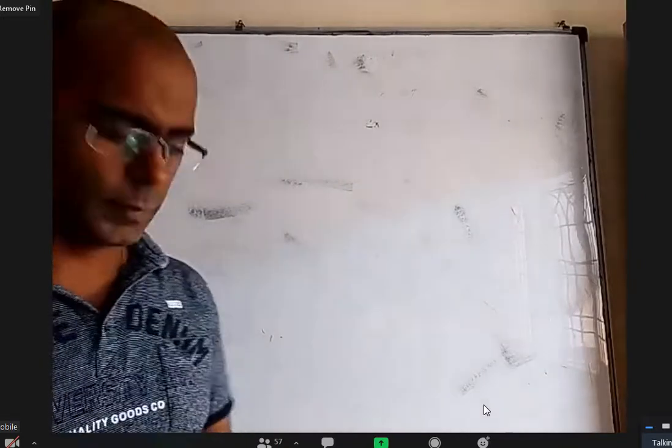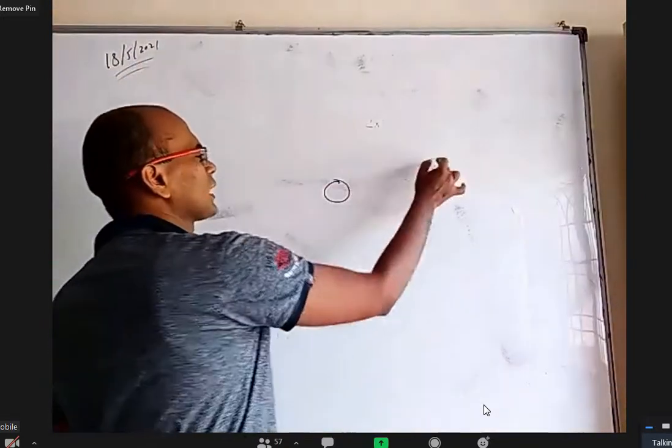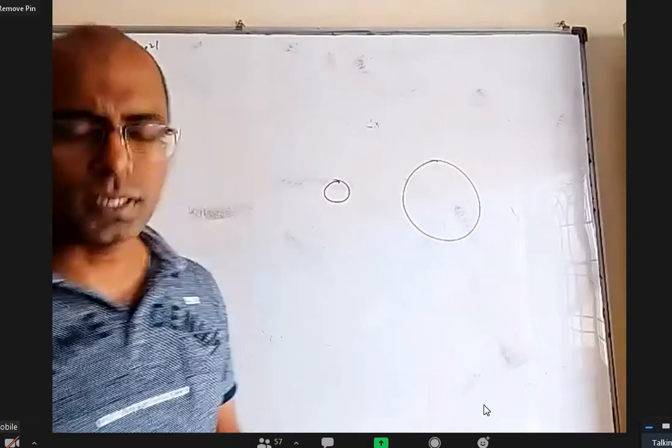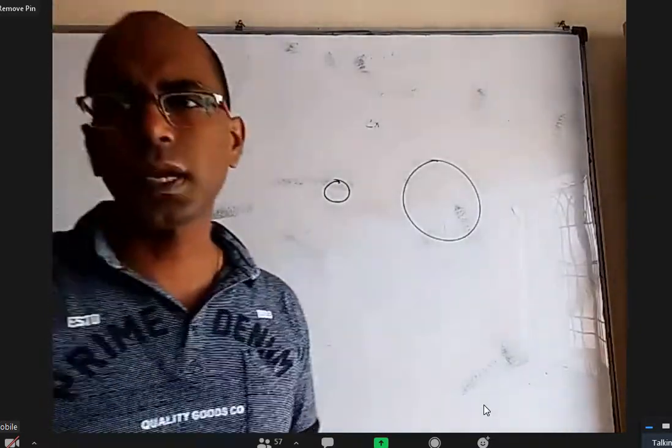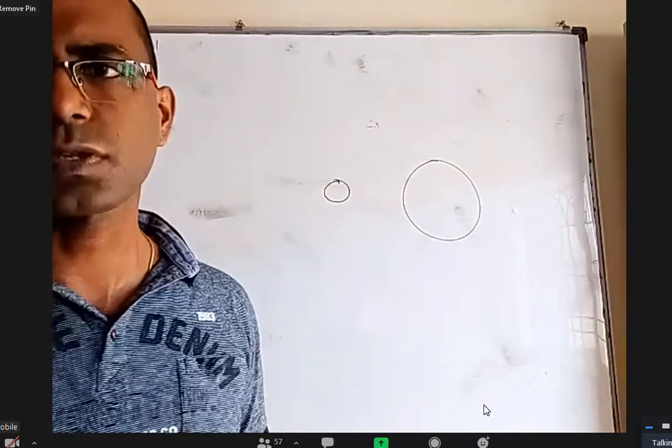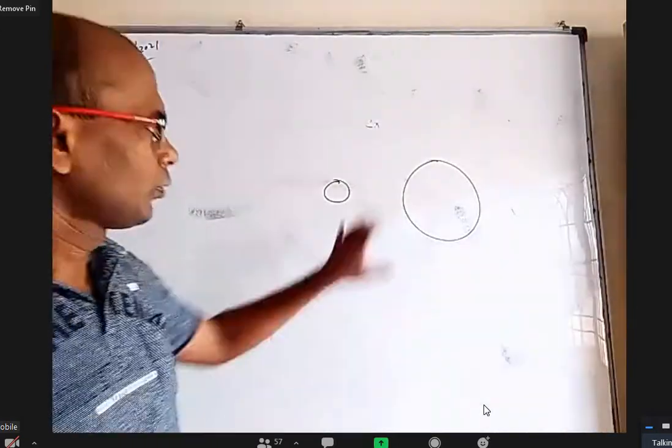Okay, now please listen. In IP, one of the important 7 marks questions is this. They will give you 2 circles and ask to find the equations of all 4 common tangents, or they may ask for direct common tangents or transverse common tangents. Okay, we'll talk about that.